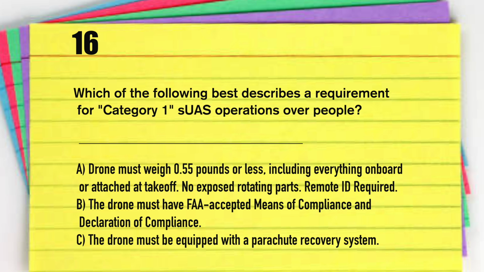Next question. Which of the following best describes a requirement for Category 1 SUAS operations over people? Now, while you're looking at the answers and trying to figure this out, I want to explain something to you. The FAA is really pushing this Category 1, Category 2, Category 3, Category 4 on the Part 107 exams. So it's important that you really do research and understand this particular section.